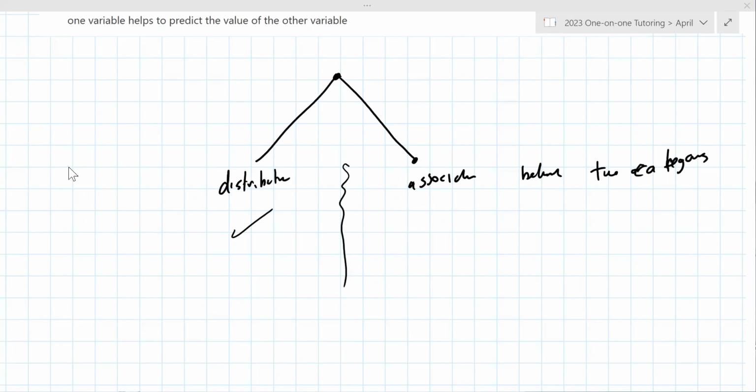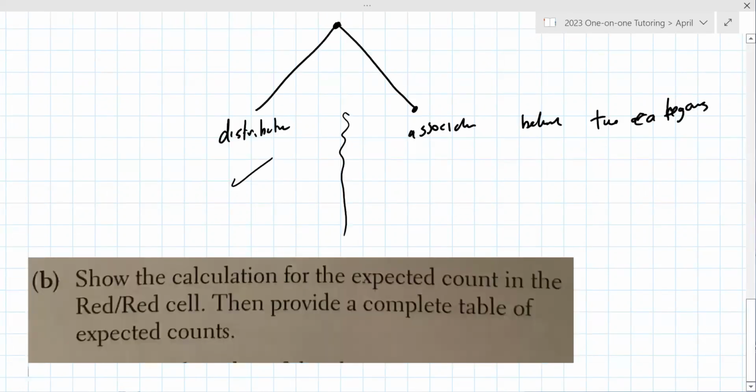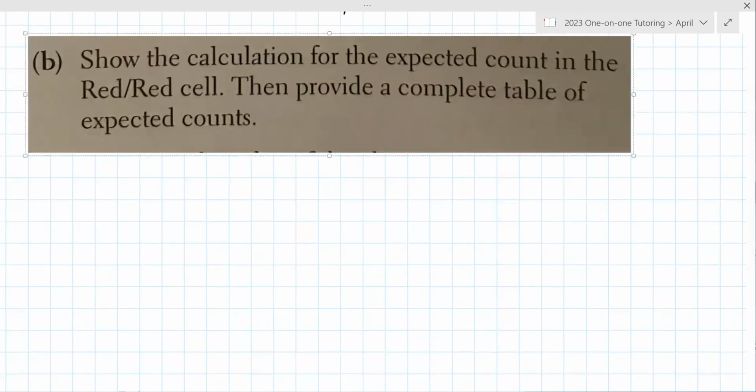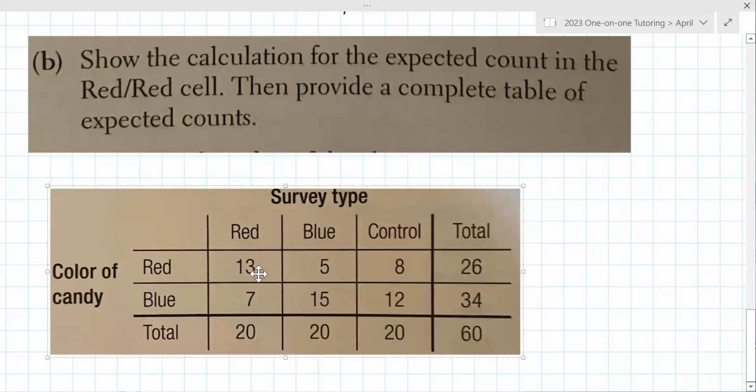So B here says to show the calculation for the expected count in the red cell. Let me go grab that table one more time to do that. You actually need the expected value for every cell. All right, the one they want is this one where I've got that marked.